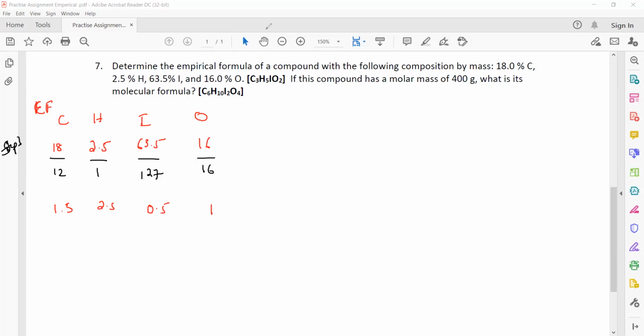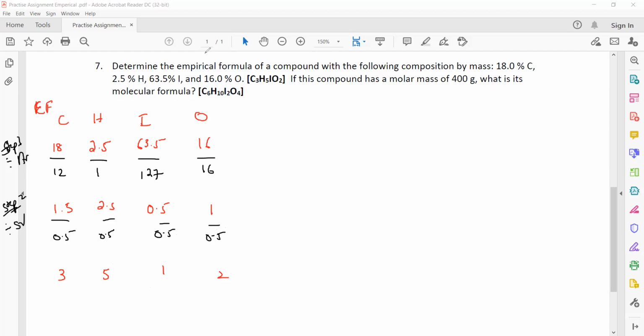Then what is step 2? Step 2, we divide by the smallest value. The step 1 was divide by relative atomic mass. So the smallest value in the combination is 0.5. So we divide all of them by 0.5. So this will come out as 3. 1.5 divided by 0.5 will be 5. This will be 1, and this will be 2.